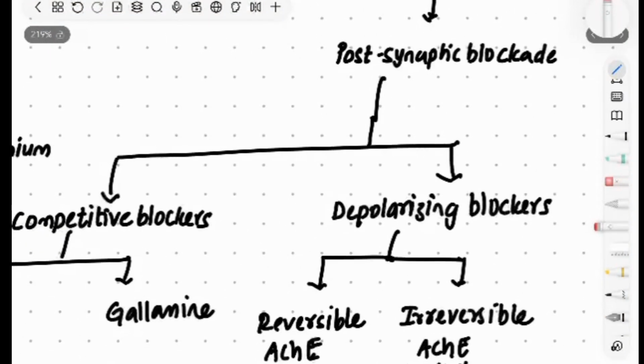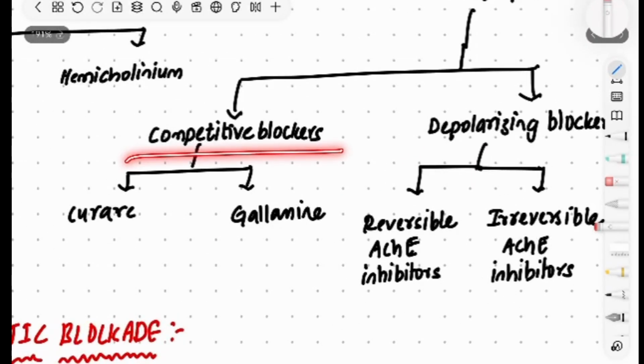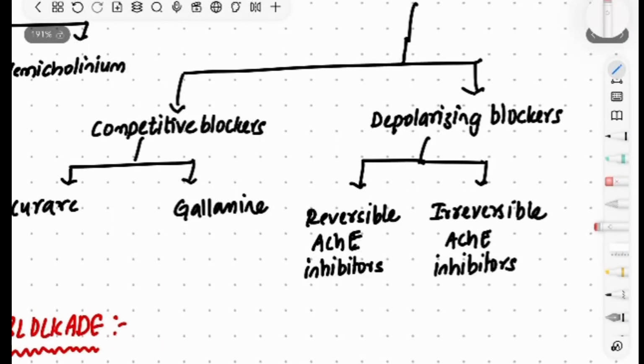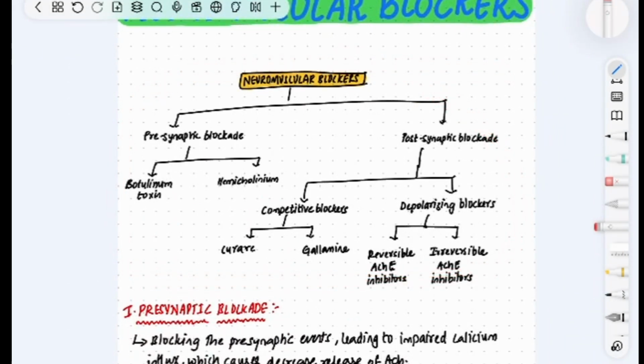Whereas postsynaptic blockers are classified as competitive blockers and depolarizing blockers. Now, competitive blockers are curare and gallamine, and depolarizing blockers are reversible acetylcholinesterase inhibitors and irreversible acetylcholinesterase inhibitors. So this is all about a brief intro of what we are going to talk about in this video.